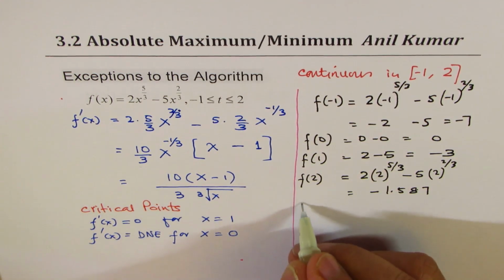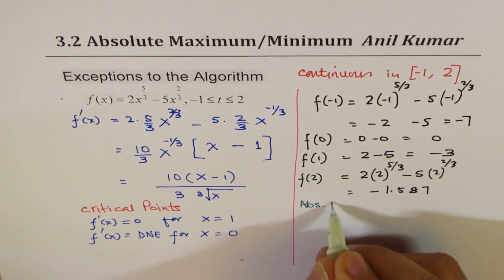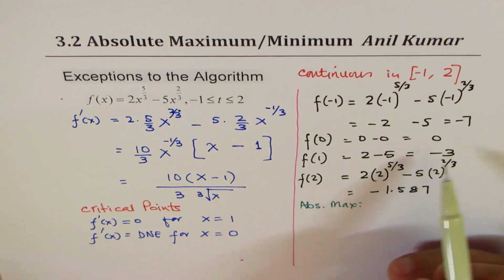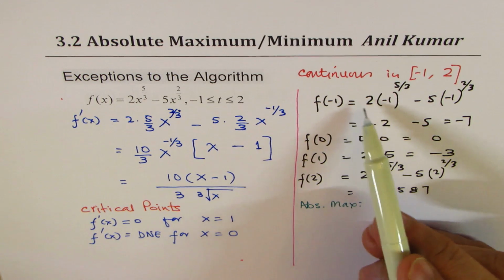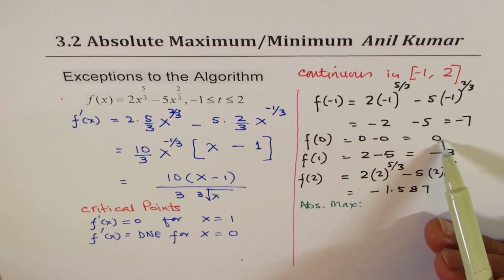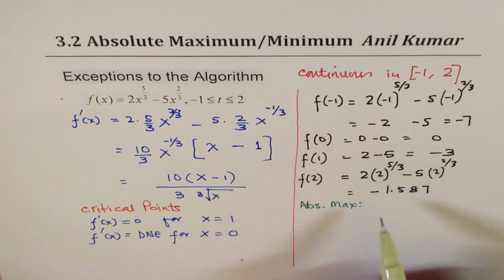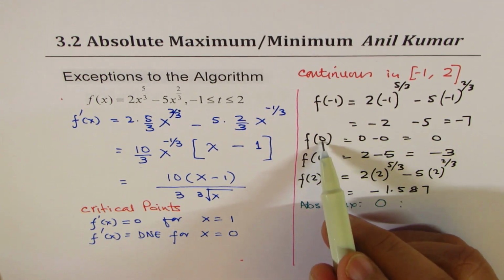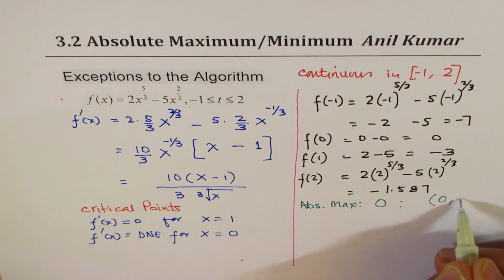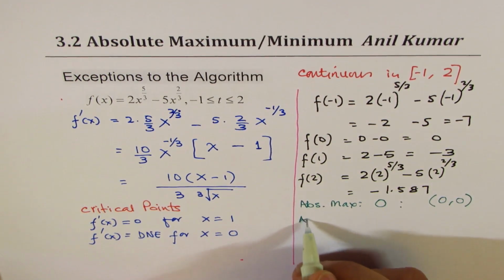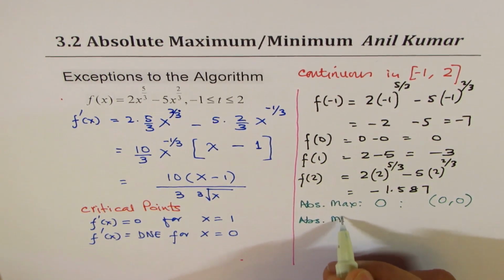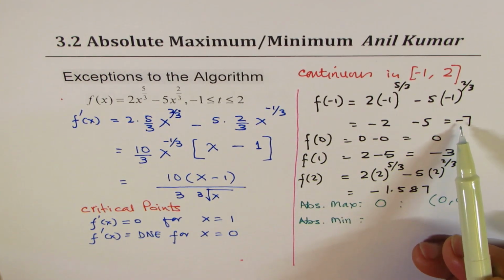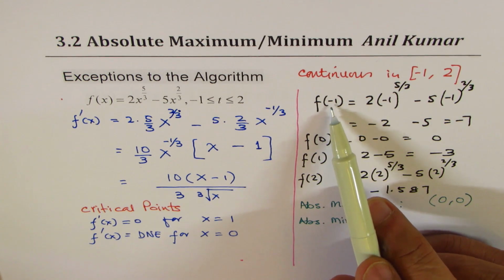Now we only have to find the highest and the lowest value to write our answer as absolute maximum or absolute minimum. So let me write like this, absolute maximum. Which is the absolute maximum? So we are working with values. F of minus 1 is minus 7, then we have 0. This is negative, this is negative. So 0 is the absolute maximum value, which occurs at 0. So our point is 0, 0, okay? And out of these, which is the absolute minimum value? So absolute minimum value clearly is minus 7, which occurs at minus 1.